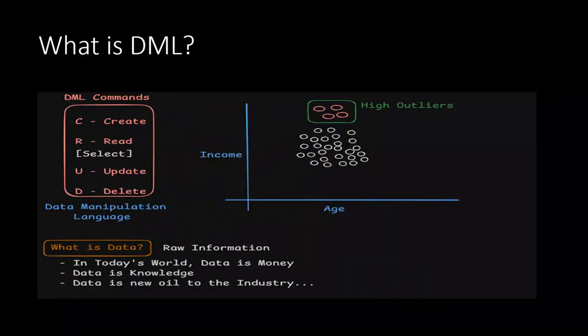When I move to my next slide, you see what is the DML statement. The DML commands are CRUD: C for create, R for read, where we give a select command, U for update, and D for delete. So this is the data manipulation language. And you see what is data? Data is any raw information. In today's world, data is money, knowledge, and oil to industry. And this is an example of an outlier in income and age.